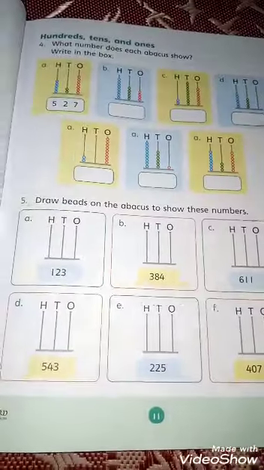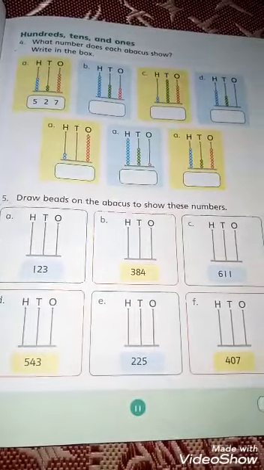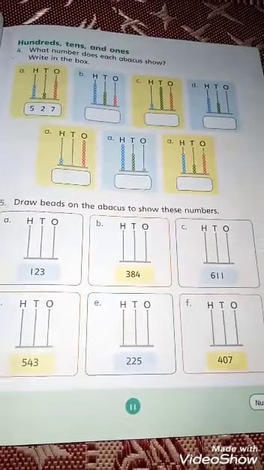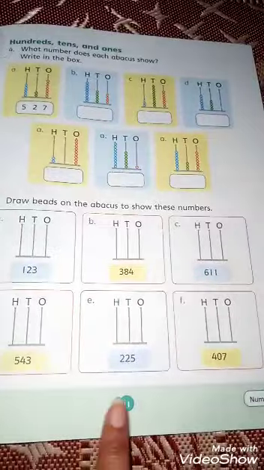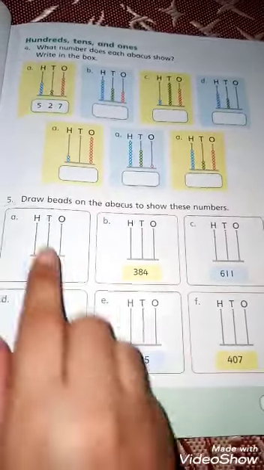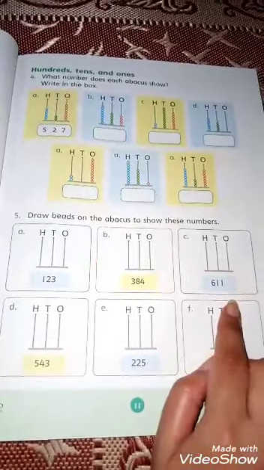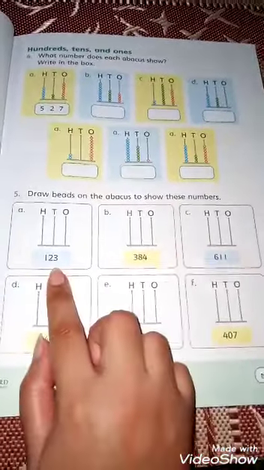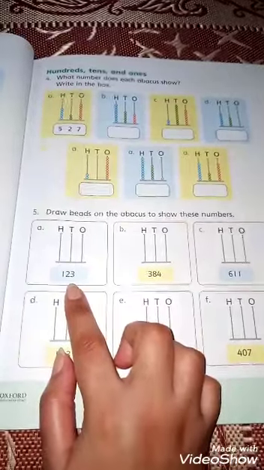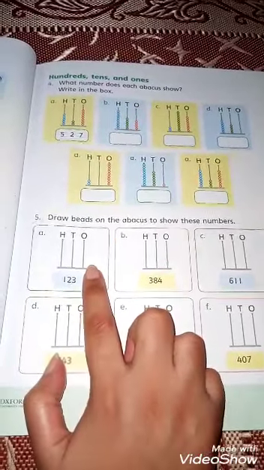Now question number 2 of your homework is draw beads on the abacus. That is on page number 11. This is the abacus and this is the number. You can see the number and you can draw beads in the abacus.